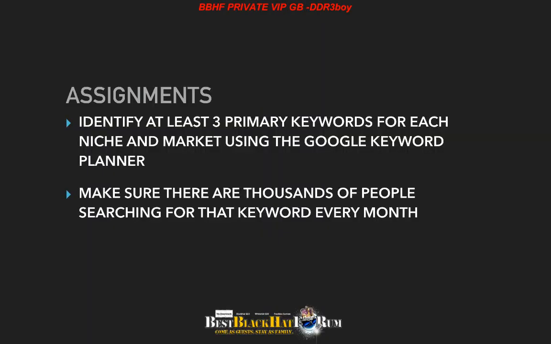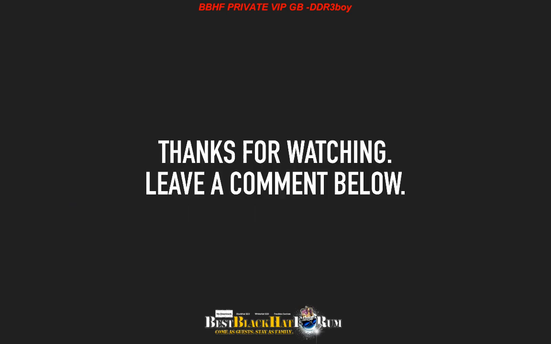All right, the assignment for this video is to identify at least 3 primary keywords for each niche and market that you've already come up with earlier, using the Google Keyword Planner. And again, I'll have links to the resources that I mentioned below this video. Also make sure that there are at least thousands of people searching for that keyword every month. You want to make sure there's a market and there are people searching for information in that niche and market.